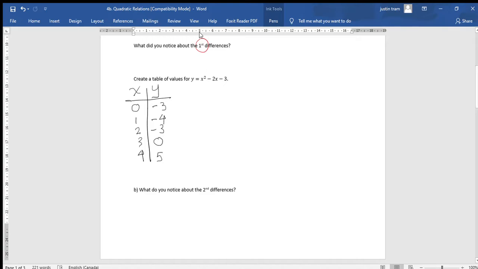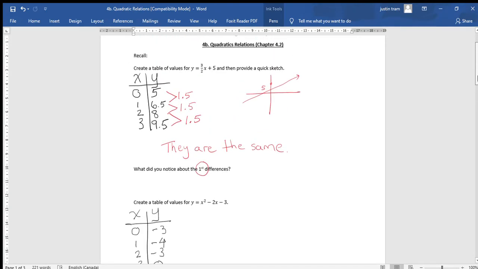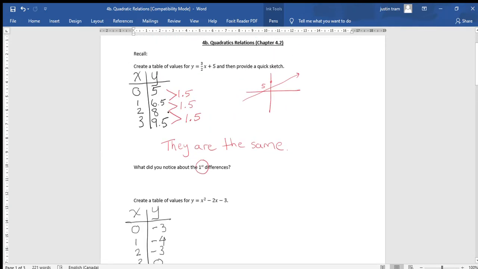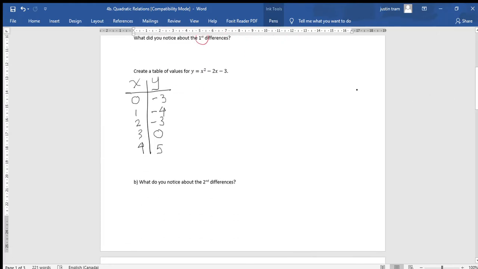Now, we noticed from up above that the first differences being the same tells us that it's going to be a linear function. Okay. Now, let's take a look at this, and I'm sure some of you could guess that the first differences are not going to be the same. But let's check anyway.